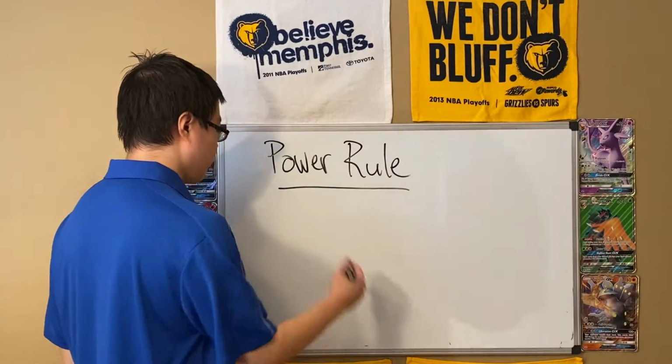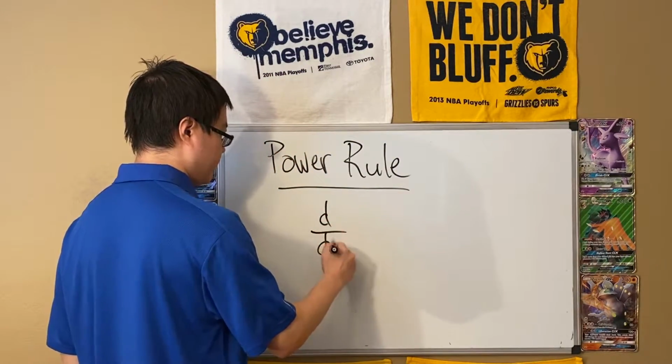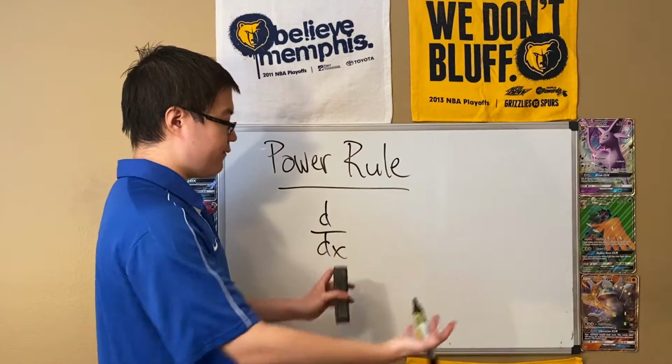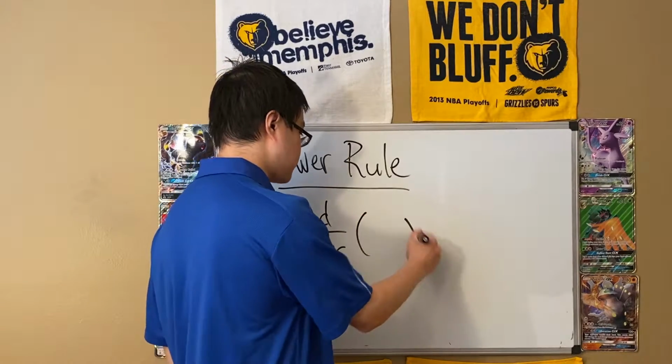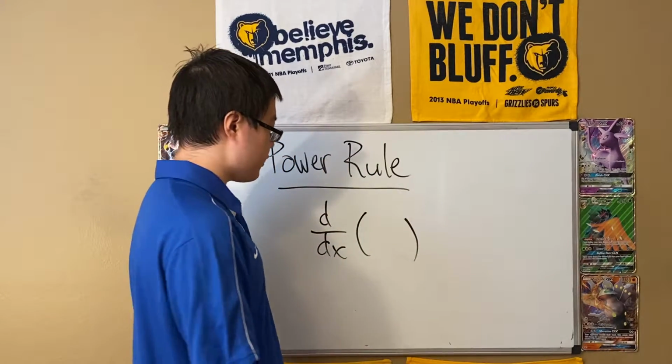So what does it say? Well, it says if you take a derivative, and remember that this is a verb, meaning I'm going to take the derivative of whatever I'm about to write. Don't worry, I will write something. So whatever comes in these parentheses, I'm going to take the derivative of it.